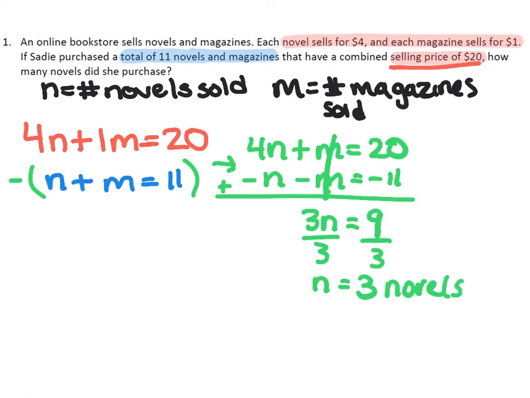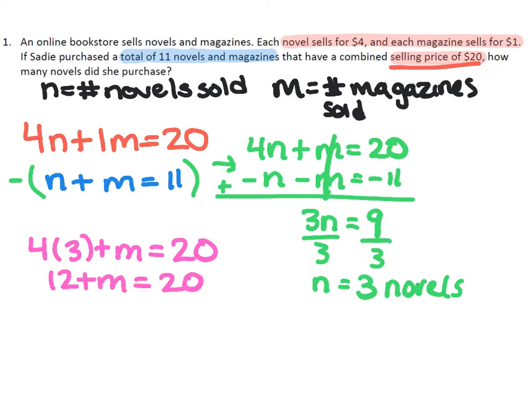Now to plug it back in and find the other variable, we have to plug this value of n into either of the original equations. So let's say I choose to plug it into the first one. I have 4 times n, which is 3, plus m equals 20. So I have 12 plus m equals 20. Subtract 12 from both sides to get that m equals 8. So there's 8 magazines that were sold.